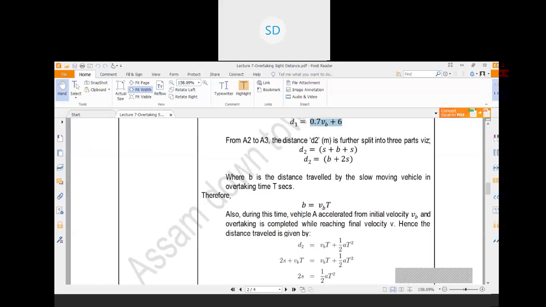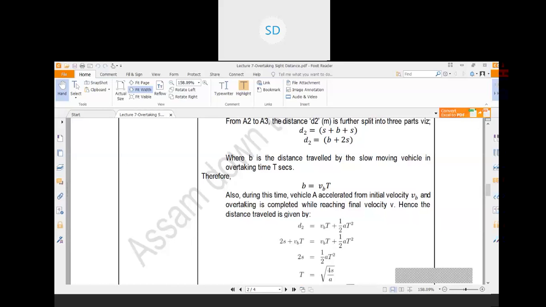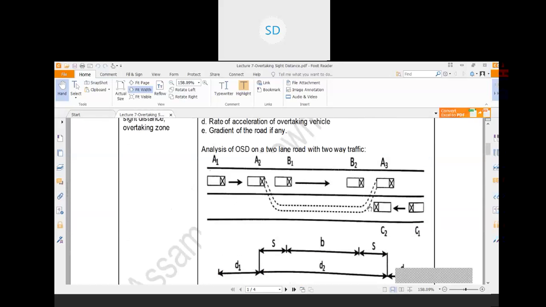Now also during this time, vehicle A accelerated from initial velocity VB, and overtaking is completed while reaching a final velocity V. Now see here, initially the speed of vehicle A was VB. After that, it started accelerating, adopting the design speed and overtaking the vehicle B. So here the initial speed was VB, but the final speed is the design speed, V meter per second.